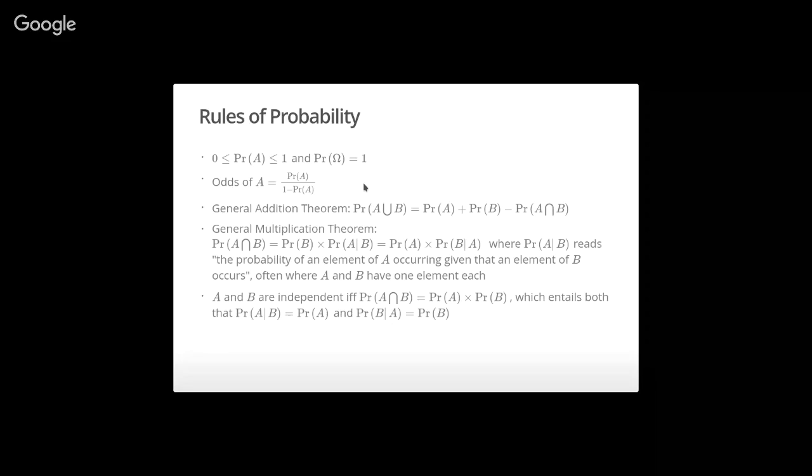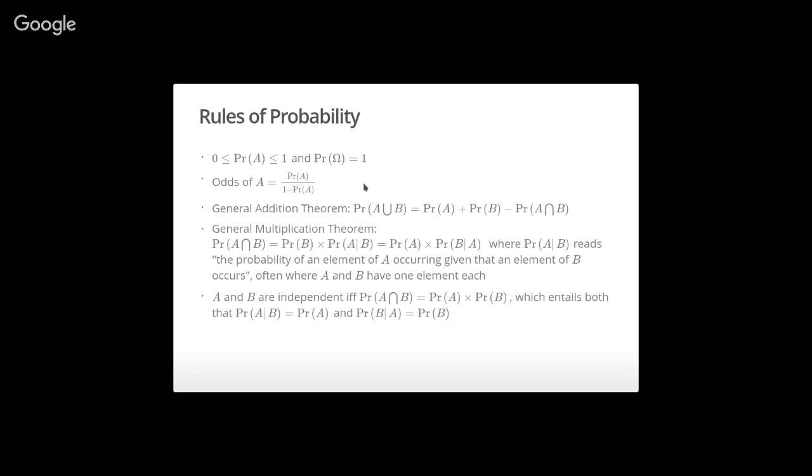Okay, and then we have the general multiplication rule, which says the probability of something in set A occurring and something in set B occurring is equal to the probability that something in B happens multiplied by the probability that something in A happens, given that that thing from set B has happened. This can also be written as the probability of something from set A happening multiplied by the probability of something from set B happening, given that that thing in A has happened. So this is known as the multiplication rule.